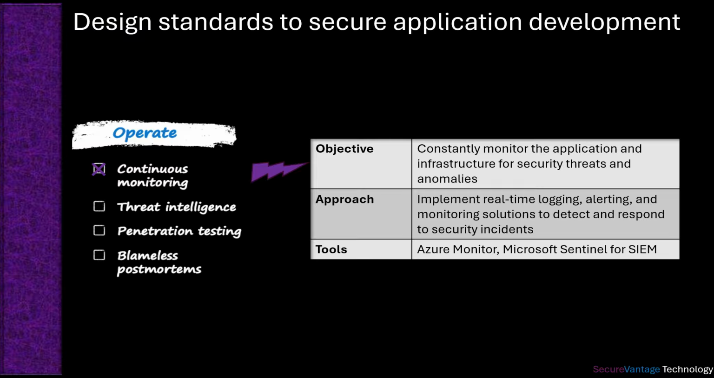The objective of continuous monitoring is to constantly monitor the application and infrastructure for security threats and anomalies. As a cybersecurity architect, you implement real-time logging, alerting, and monitoring solutions to detect and respond to security incidents. Azure Monitor and Microsoft Sentinel as a SIEM tool can be used to achieve the objective.